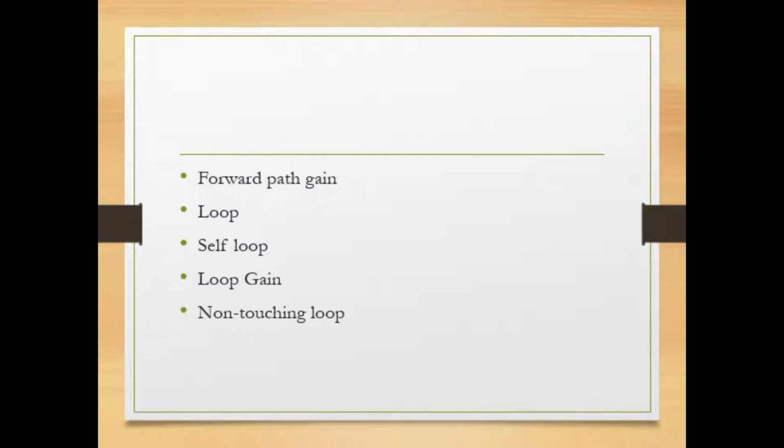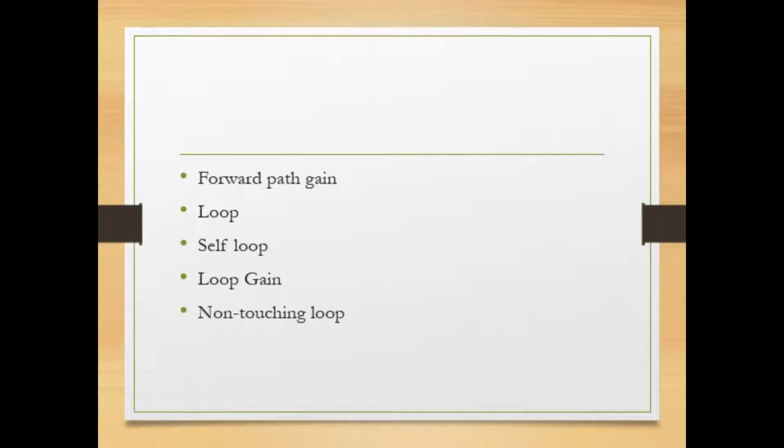Loop is nothing but, as I have told, the path which starts and ends at the same node. So it might be a self loop. Self loop in the sense that the starting point and end point are the same. That means it has only one branch. Whereas a loop can also be in such a way that it starts from a node and, after passing through different parts of the graph, again comes back to the same node, that is the starting point.